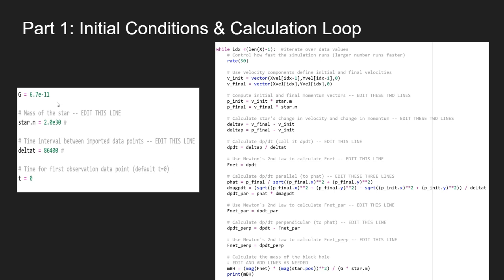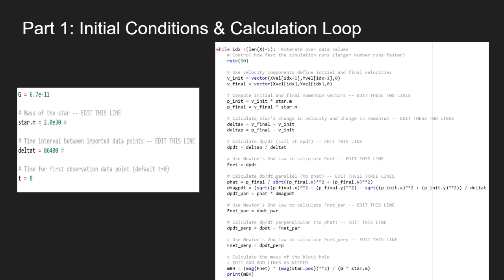So here's the big constant. This is the mass of the star we were provided. And then this delta T, the delta T is a day. So I did 60 by 60 by 24 to give me a day. And then I won't talk about every single variable calculation I've done in this loop. I will talk about the important things though and touch on those.